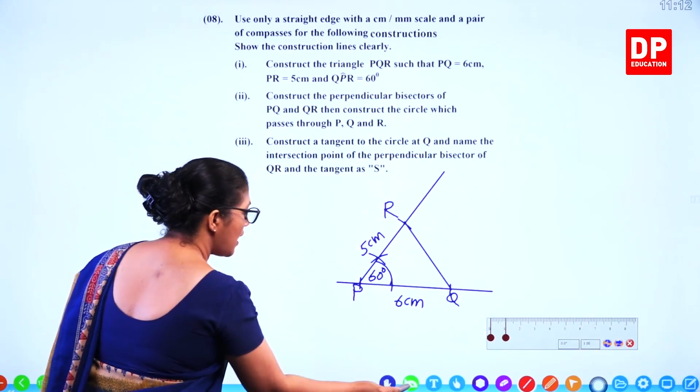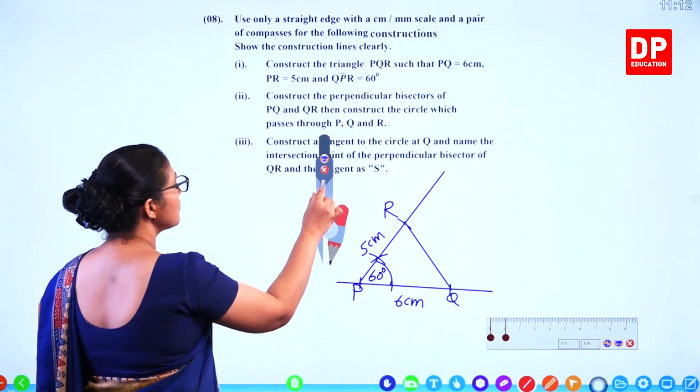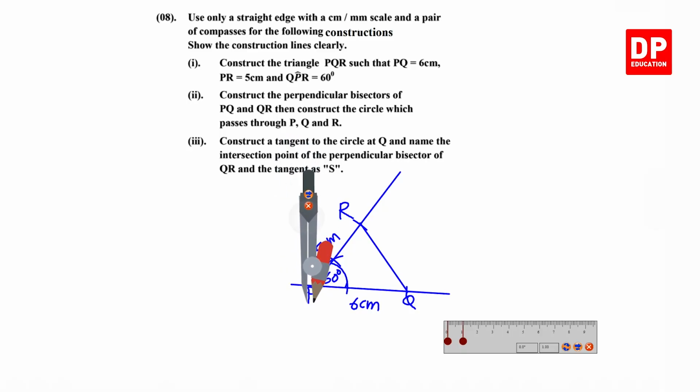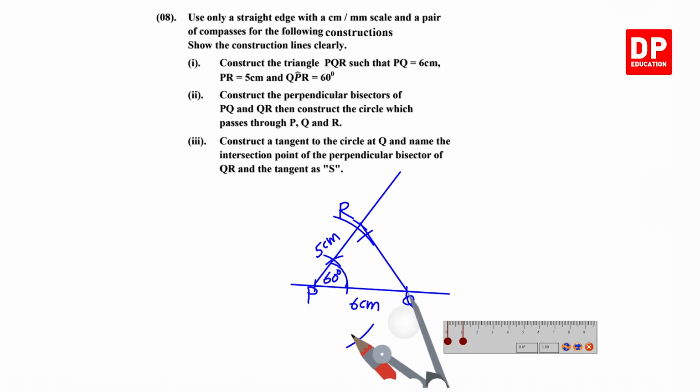So what you do? You take the compass and we need to bisect PQ. Take a distance more than half of the length. You draw an arc below and above. And also do the same thing by keeping the compass on top of the Q point. So you have this and this point. So that's one perpendicular bisector.